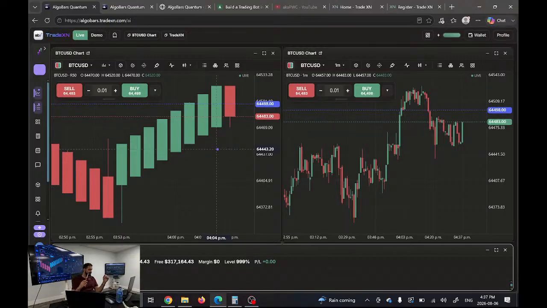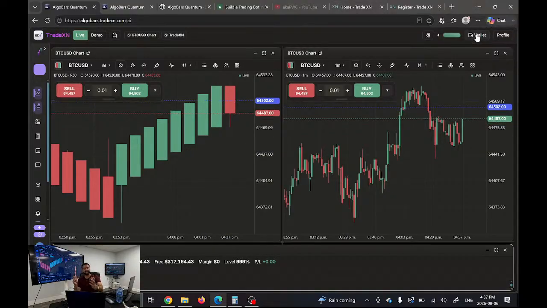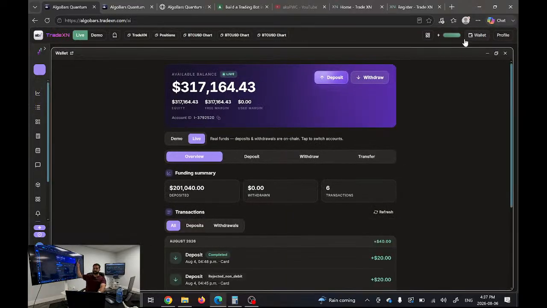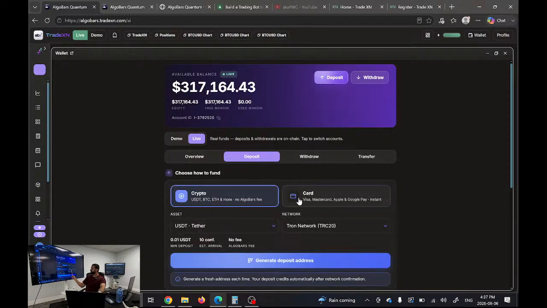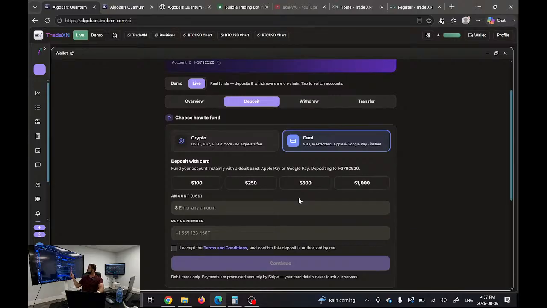Dale is asking how to deposit. Yeah, Adnan, it actually works from anywhere. So very simply, once you have your TradeXN AlgoBars platform account, you're going to click wallet at the top right corner. Then you're going to click deposit, and you can directly fund your account with your card. Click card, enter the amount, enter your number, accept, and then continue, and the form pops up where you can enter your card details and fund your account instantly.